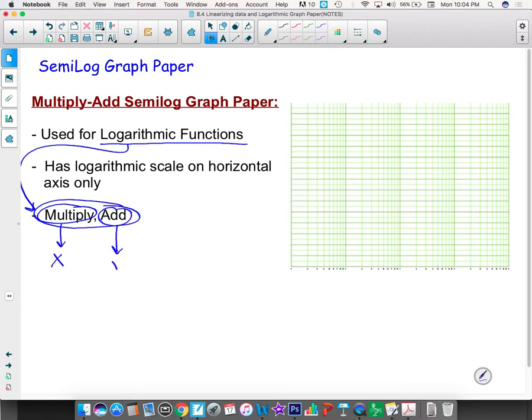Okay, but the thing to notice here, since we're doing a multiply add, multiply is your x, add is your y. All right, so if you're thinking back on that last one that we just did, your y scale is going to be normal. So that's 1, 2, 3, 4, 5. And then your x scale, that's going to be your logarithmic. Okay, so your dark line here is a 10, dark line here is a 100, dark line here is a 1,000, and then dark line there is 10,000.